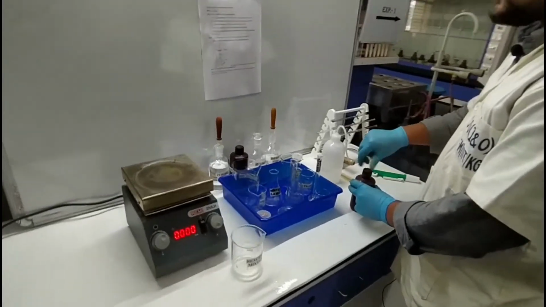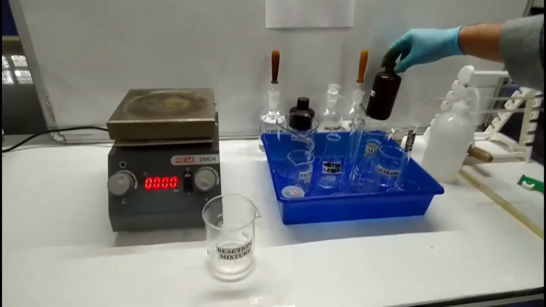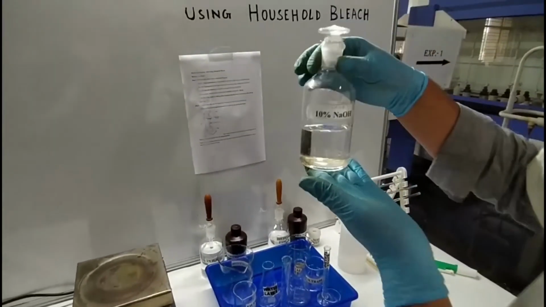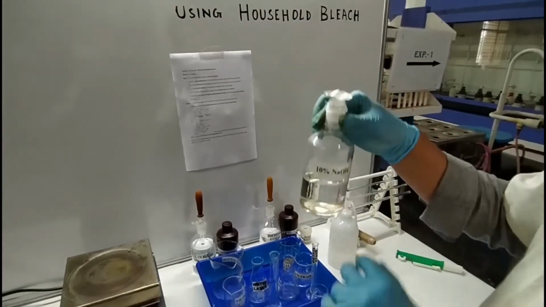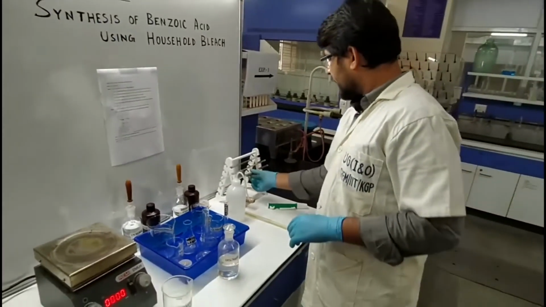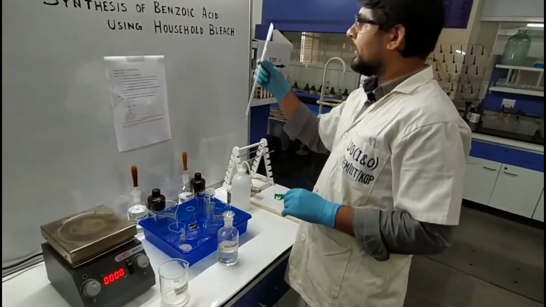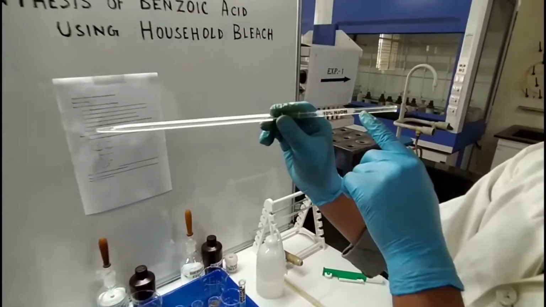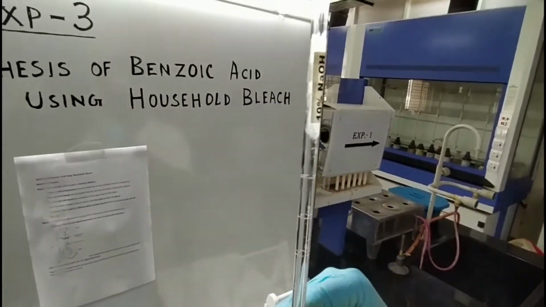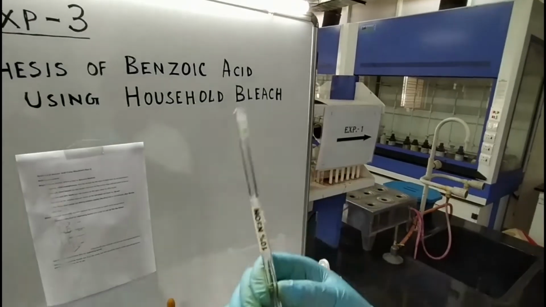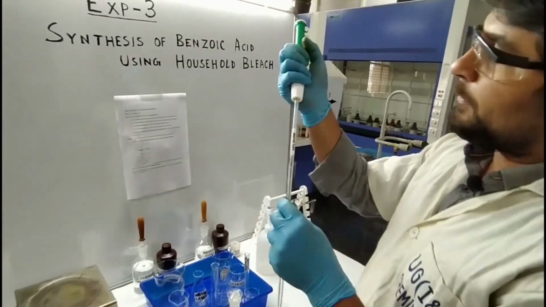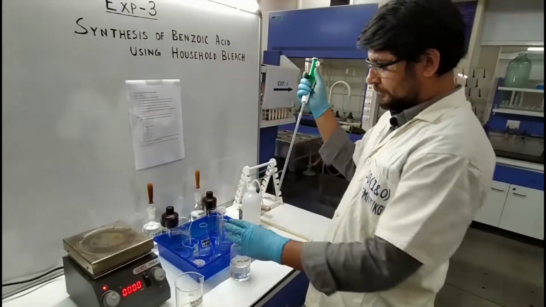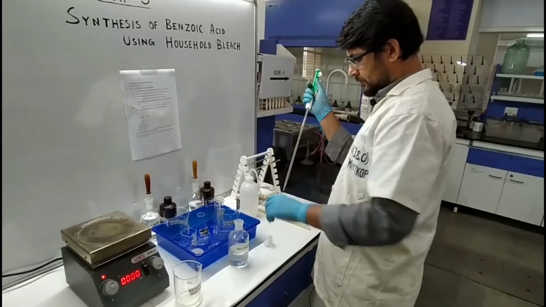Then after that we have to add 2 ml of 10% NaOH. How much? 2 ml. To take 2 ml, we can find a pipette over here labeled 10% NaOH, and this pipette can measure only 2 ml. So we have to take up to the 0. Again I am going to use the pipette pump.